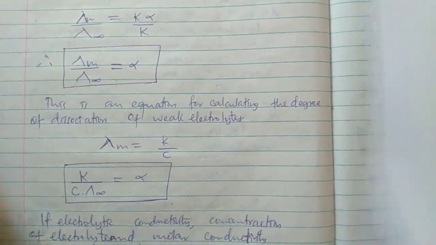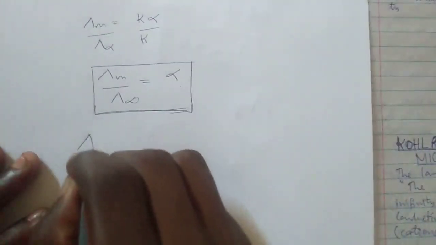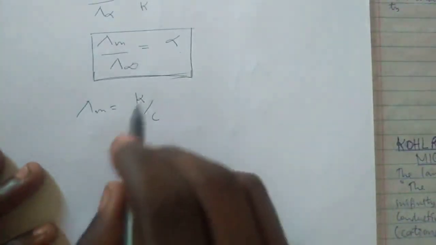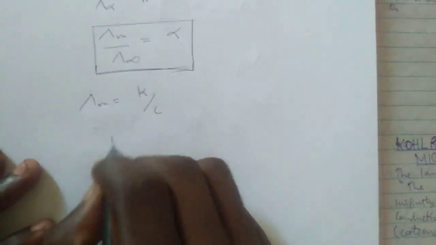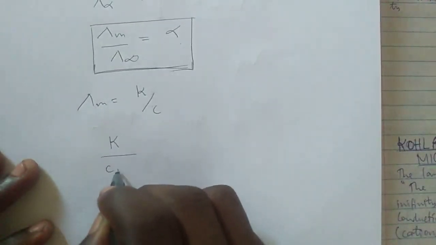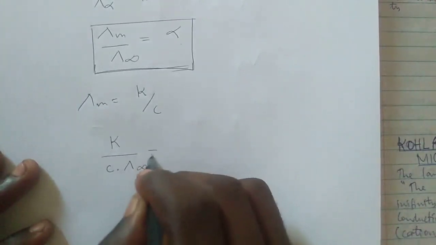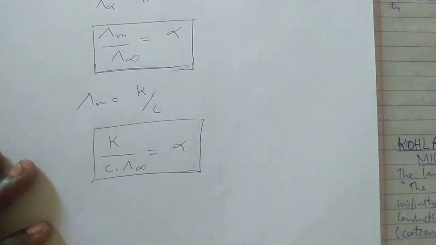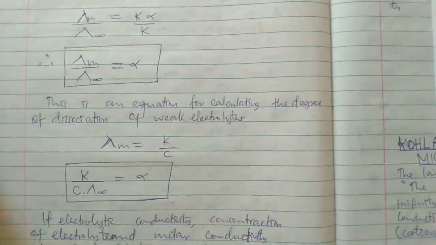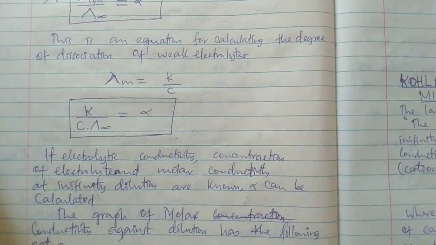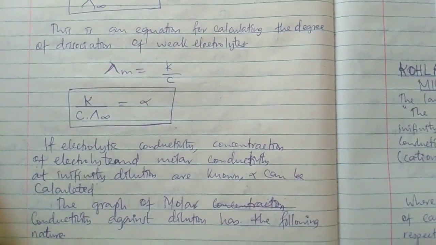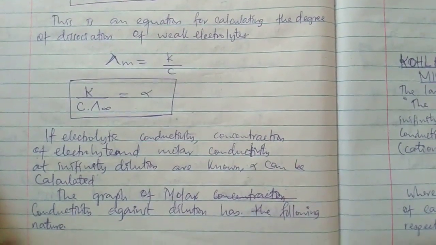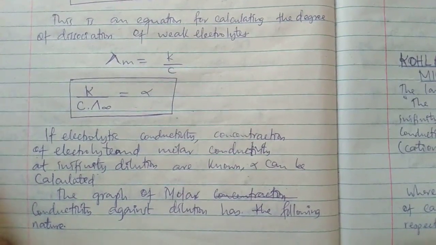But still we remember that the molar conductivity is equal to conductivity K divided by concentration C. So substituting there, we have K divided by C, then molar conductivity at infinite dilution, is equal to the degree of dissociation. Hizi ni modification tu mbalimbali za equation zetu. So if electrolytic conductivity, concentration of the electrolyte and molar conductivity at infinite dilution are known, then the degree of dissociation can be calculated.